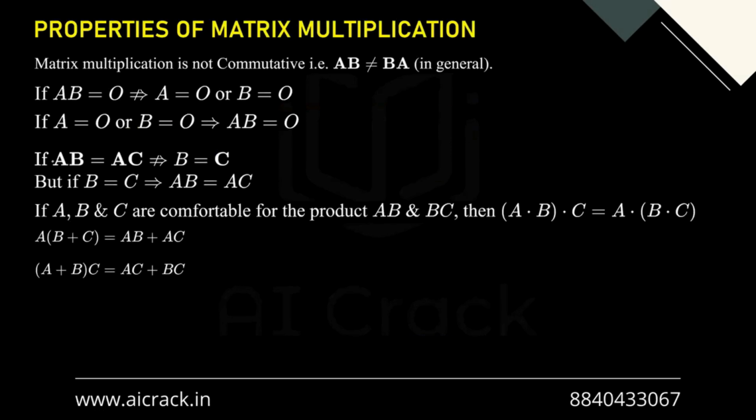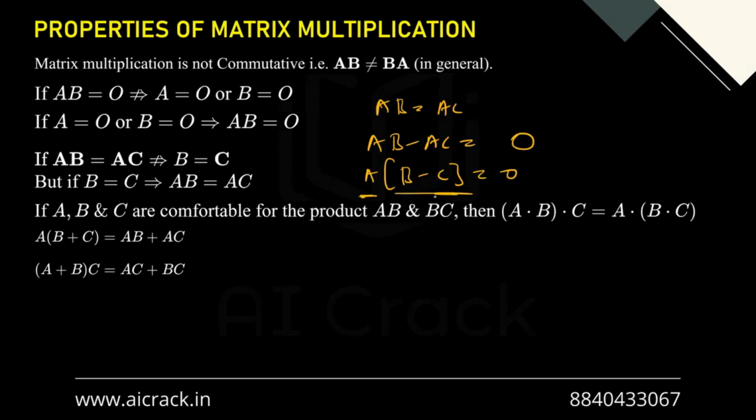Okay. Now the third property is if AB equals AC, that again does not necessarily mean that B equals C. Let's see why. If AB equals AC, I can take AC over here and this becomes a null matrix. With the help of the distributive property, I can write this as A times (B minus C) equals a null matrix. Now we saw that if the product of two matrices is O, a null matrix, we cannot say for sure that this is zero or this is zero. So B minus C is, let's say, a D matrix. So A dot D equals a null matrix.